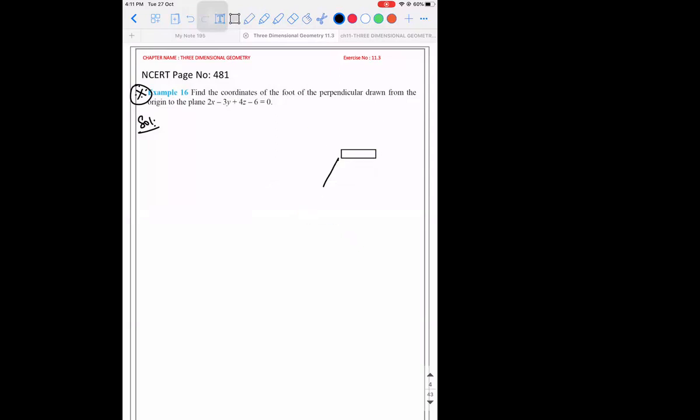So I'm taking a plane like this. What is the equation of this plane, guys? It is 2x minus 3y plus 4z is equal to 6. What do these 2, minus 3 and 4 represent?